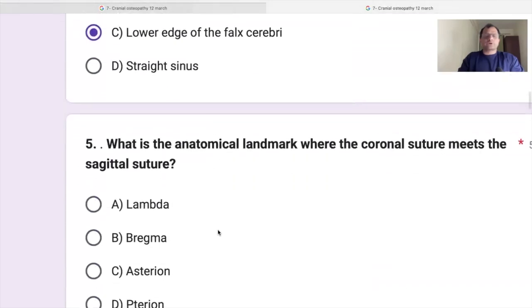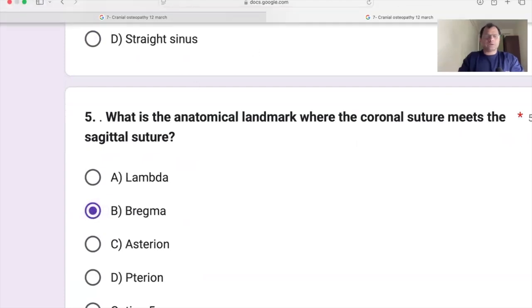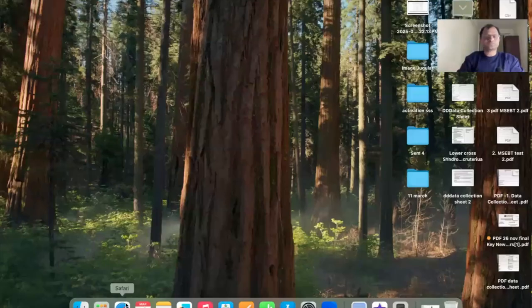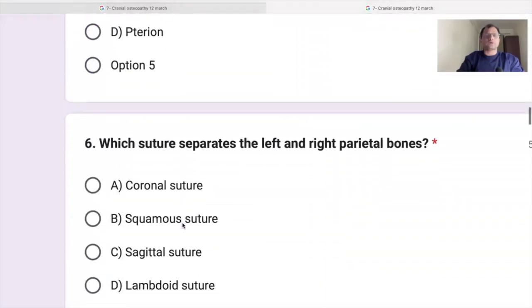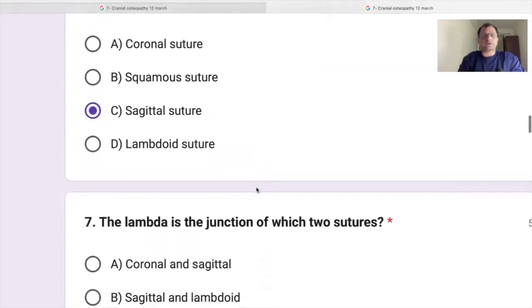Good. Question number 5. What is the anatomical landmark where coronal suture meets with the sagittal suture? Bregma. So the answer will be bregma. Okay, you remember? There's a coronal suture and there's a sagittal suture meeting here. That is bregma. Question number 6. Which suture separates the left and the right parietal bone? Sagittal suture. So sagittal suture is separating the right parietal bone from the left parietal bone.